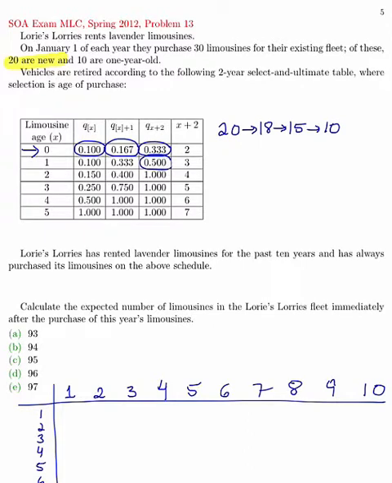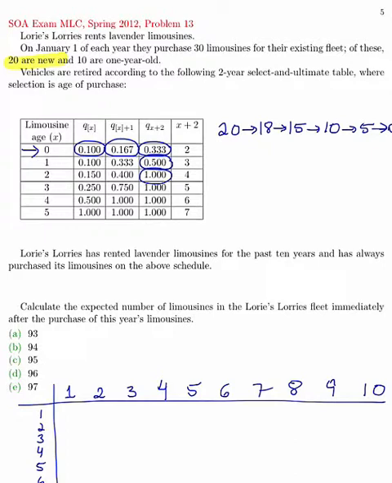Then we start going down the ultimate column. So the next year, half of them get retired, and we're left with 5. And the year after that, all of them get retired. And so at the end of 5 years, none of the original 30 would be in service.